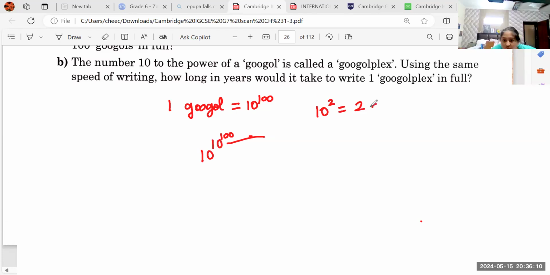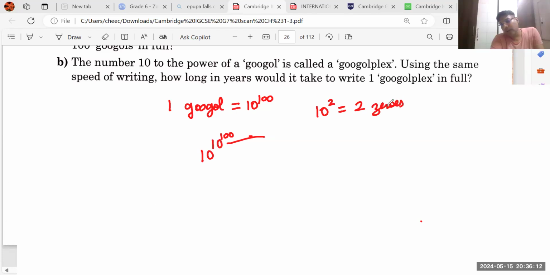No, sir. Okay, beta. So 10 to the power 2 has 2 zeros. 10 to the power 3 has 3 zeros. So 10 to the power 10 to the power 100 will have 10 to the power 100 zeros. Any confusion in this? No, sir.